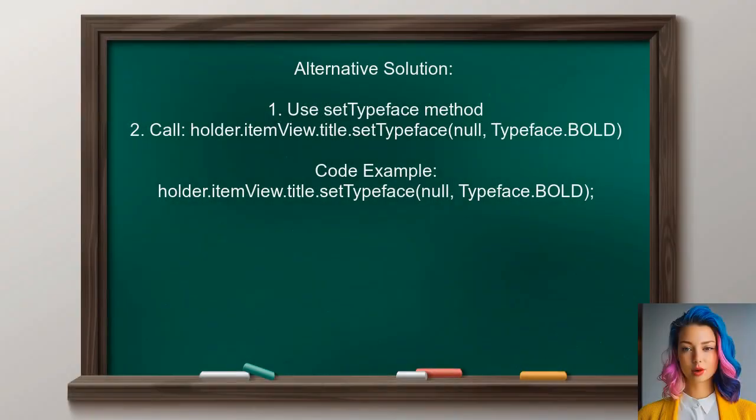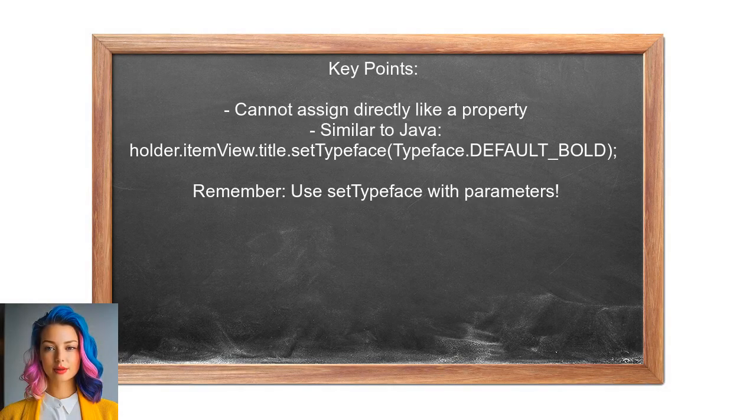An alternative approach shared by a user suggests that to set the typeface in Kotlin, you can use the setTypeface method directly on the text view. They explain that the Kotlin equivalent of the Java code is to call holder.itemView.title.setTypeface with null and Typeface.BOLD as parameters. The user clarifies that since setTypeface is a method with two parameters, you cannot assign it like a property. They also mention that this is similar to using Typeface.DEFAULT_BOLD in Java.